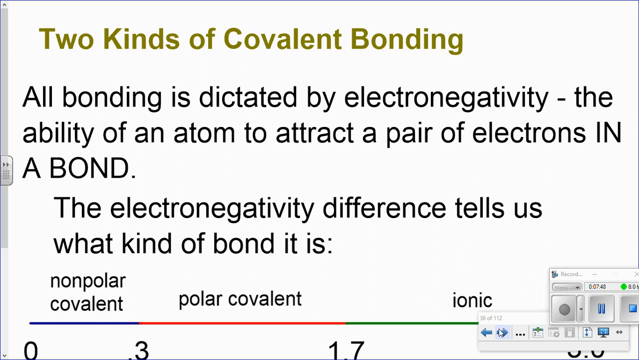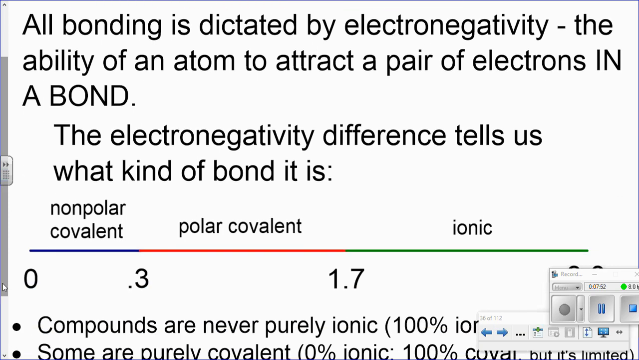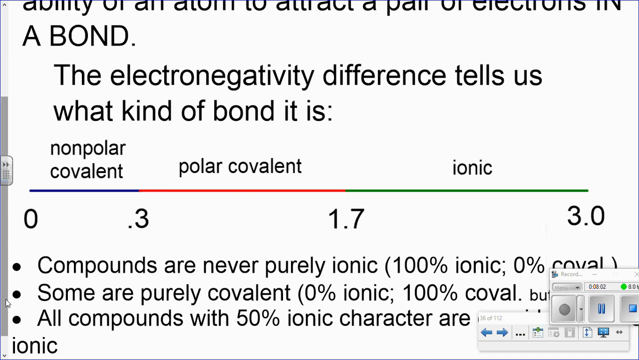Okay, so we've already looked at this, so I'm not going to beat this up too much more. Again, we do know what electronegativity is. It's the ability of an atom to attract a pair of electrons in a bond. The idea here is that there is a gradient. You can see the electronegativity values here.